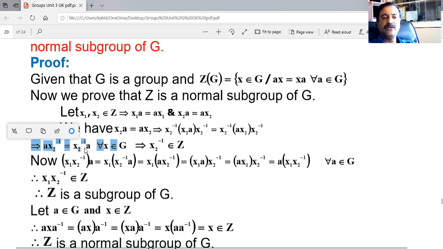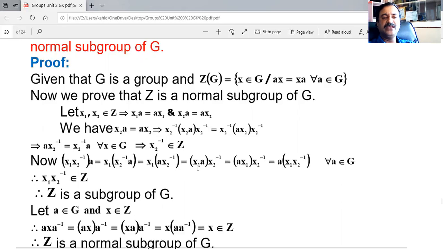X2 inverse into A. What happens? That is A X2 inverse. Is it right? I am replacing X2 inverse A with A X2 inverse, and X1 is the same. Okay, right? Next, I am again using the associative law for the three elements. That means I am interchanging the brackets for the first two elements X1A, and the X2 is outside the bracket. Okay, right? Then what happens?